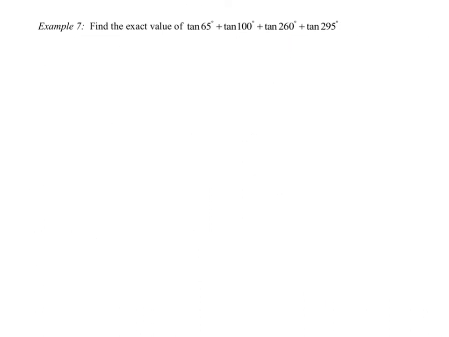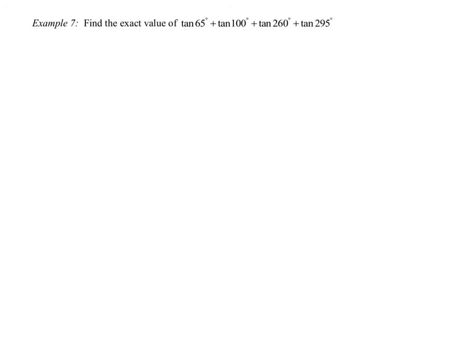Okay, I like this example because it's going to reinforce some of the things that we've been talking about during this lesson. So find the exact value of tangent of 65. Well, I'm going to try to get everything in terms of tangent of 65 if I can. So let's see maybe what we can do here as far as reference angles and signs go. So for tangent of 65, I know that tangent of 65 is in quadrant 1. So I'm just going to leave that as tangent of 65.